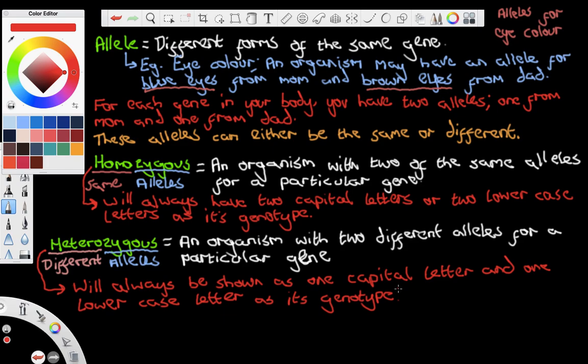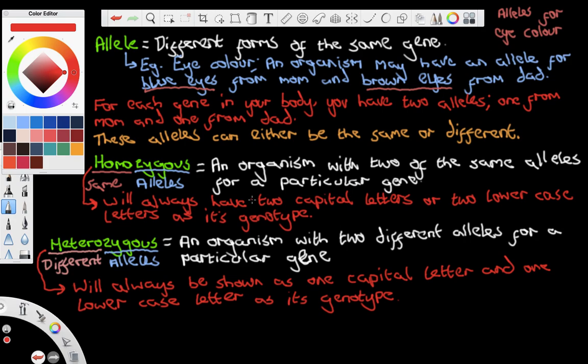So, an allele is a different form of the same gene, such as eye colour. You can have alleles for blue eyes, brown eyes, grey eyes, green eyes. Each gene in your body, you have 2 alleles, 1 from your mum and 1 from your dad. These alleles can either be the same or they can be different. If you have 2 of the same alleles, so you get the allele for blue eyes from your mum and from your dad, you are said to be homozygous. This will always be shown as either 2 capital letters or 2 lowercase letters.